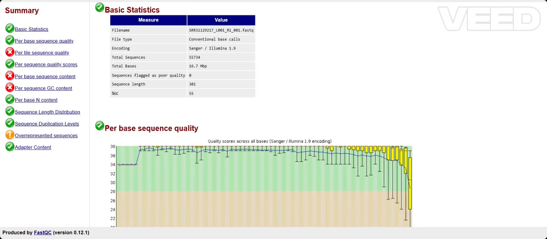We also have the sequence length. In this dataset, the reads are approximately 301 bases long. And finally, we have the GC percentage. GC means the percentage of guanine and cytosine bases in our sequences. So basic statistics give us a quick overview of the FASTQ file before we start looking at detailed quality graphs.